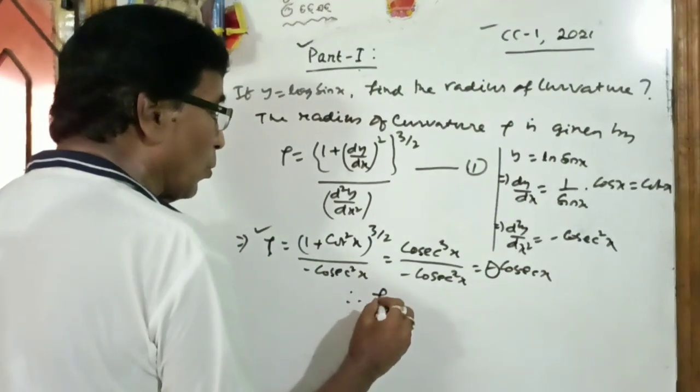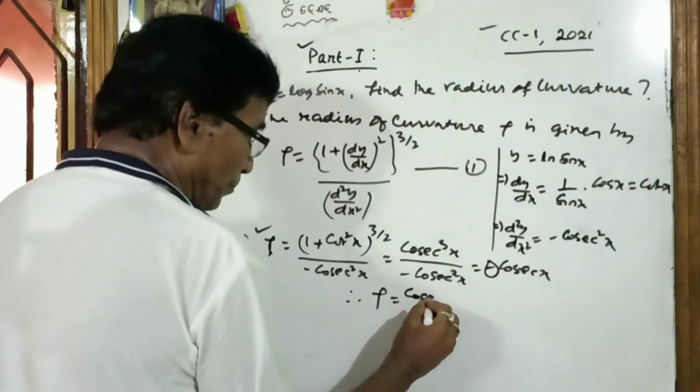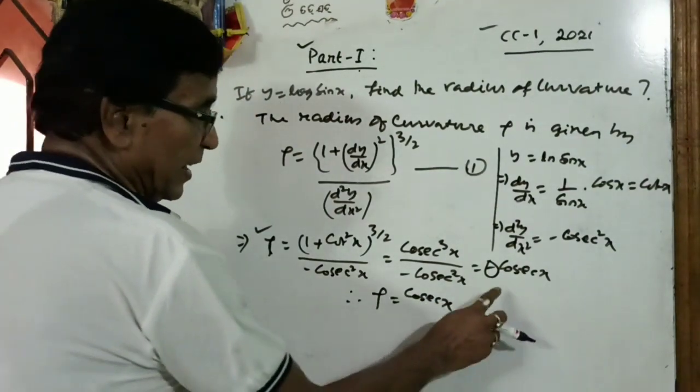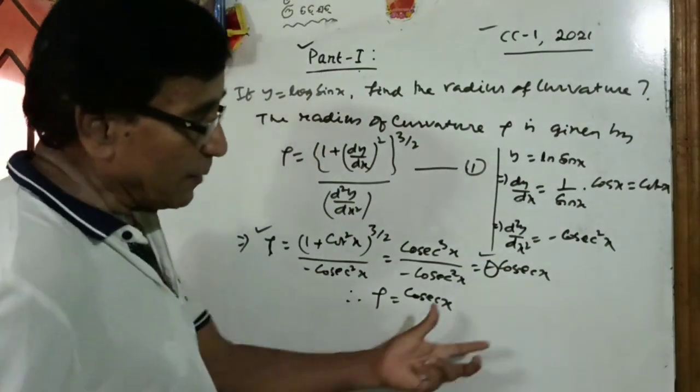Because it is a negative quantity, minus cosec x means you take only the absolute value of that, that means modulus of minus cosec x is equal to plus cosec x. So it is your radius of curvature. Thank you.